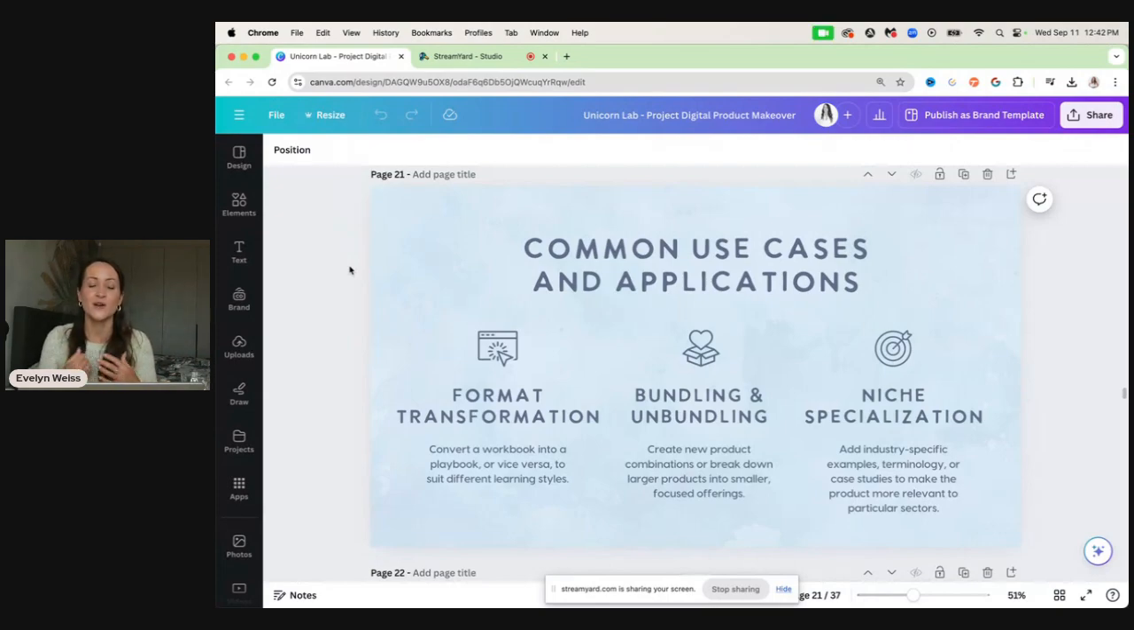So there's different ways in which you can already change the format by just changing the container name. Or you can also take it a step further and, for example, change gorgeous Instagram templates into Pinterest templates, into LinkedIn templates, right? So there are many different ways to change the format, container name, sizes, all are there. Then you can bundle and unbundle, right?